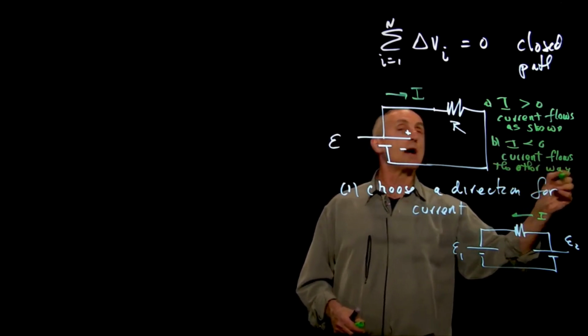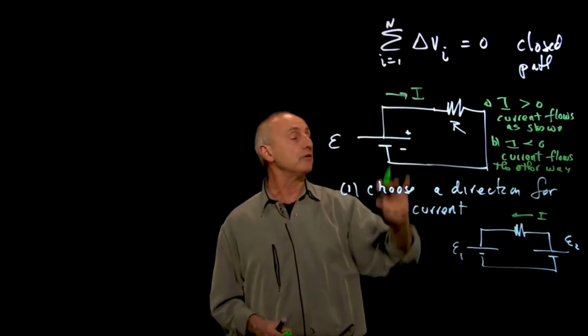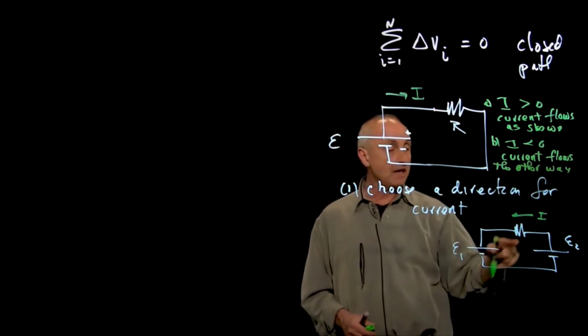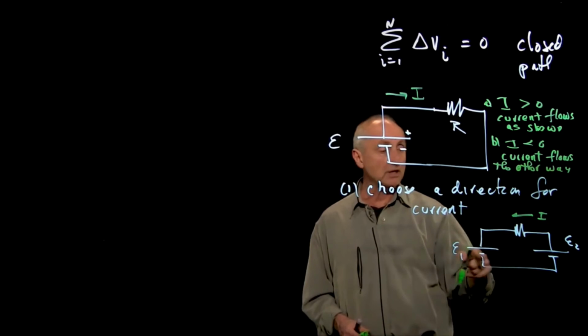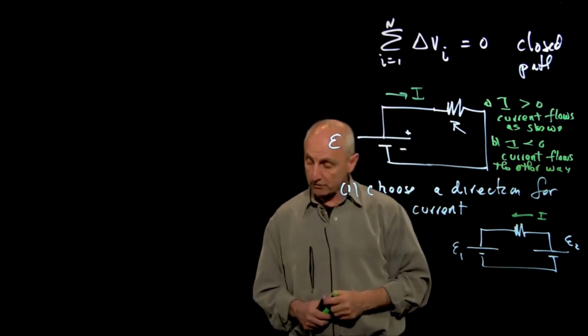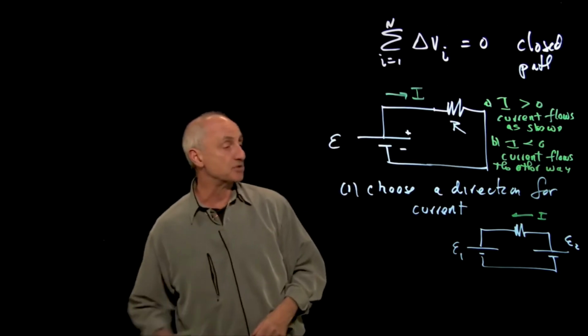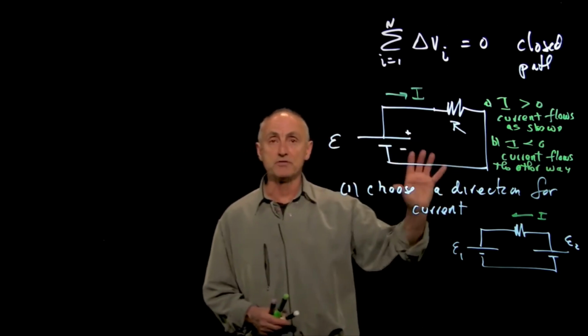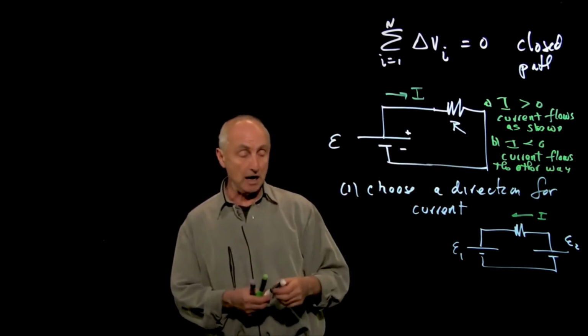So in this example, I would expect to solve for an I positive, but in this example, if I solve for I positive, the current really goes that way. If I end up solving this problem and I get I negative, the current goes in the opposite way. So this is our first convention for defining I.